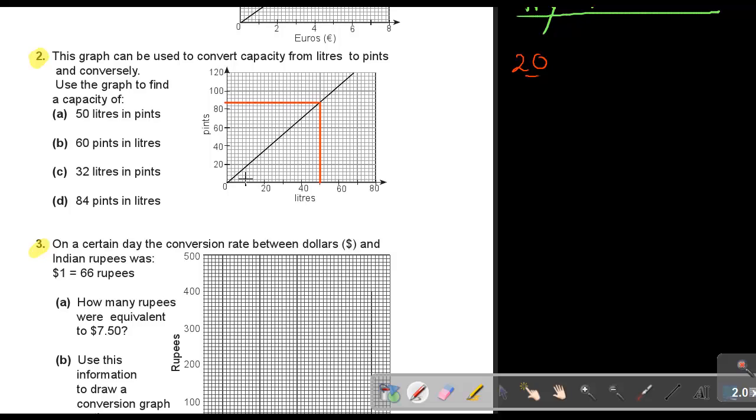The first unit, divide 5 blocks. So every block, 4 units per block. Remember, every block counts 4. So if I look at this one, it's going to be 80, 84, 88. So the first one is going to be 88, and that's going to be pints. And then 60 pints. Okay, now it's the reverse.